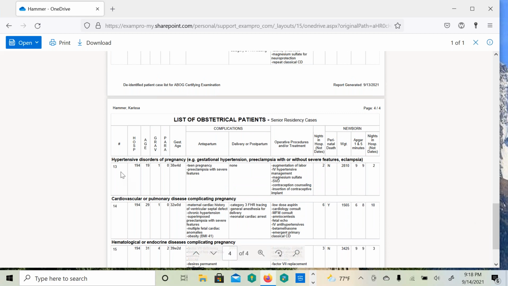Great. Can we talk about case number 13, right here under hypertensive diseases? So this is a 19-year-old. You've listed her as a teen pregnancy, which technically she is.